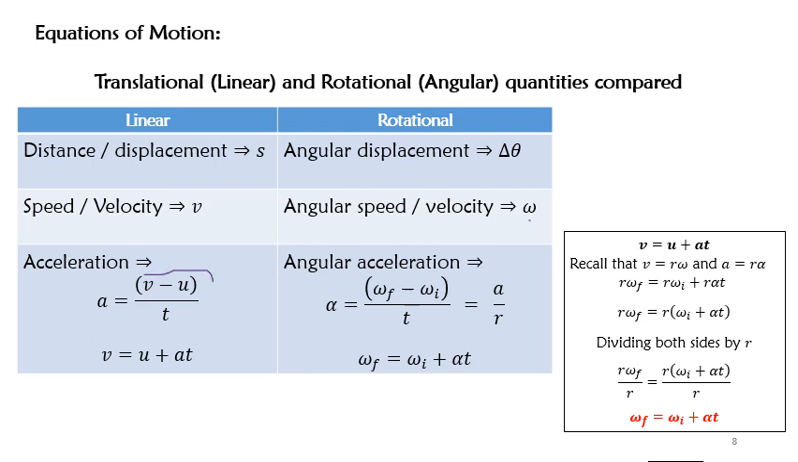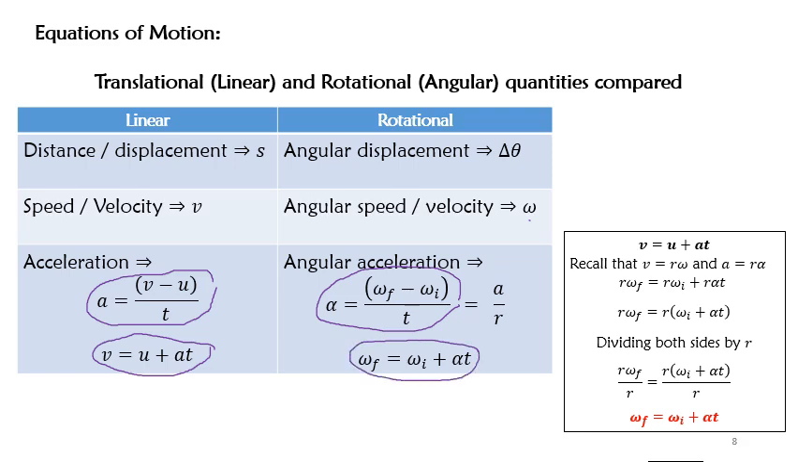From that equation of acceleration, we obtain the first equation of motion. You know it from secondary school: v equals u plus at. Likewise, the equivalent for rotational motion is omega subscript f equals omega subscript i plus alpha t. Now let's compare the two. v is the final velocity, omega f is the final angular velocity, u is the initial velocity, omega i is the initial angular velocity, a is the linear acceleration and alpha is the angular acceleration. Then time t is there.